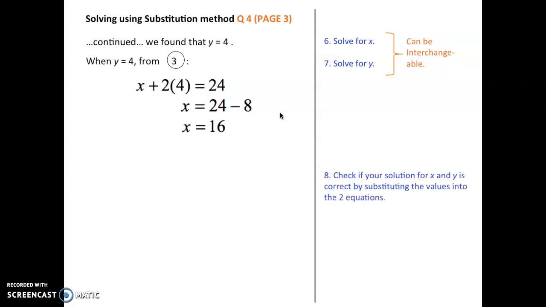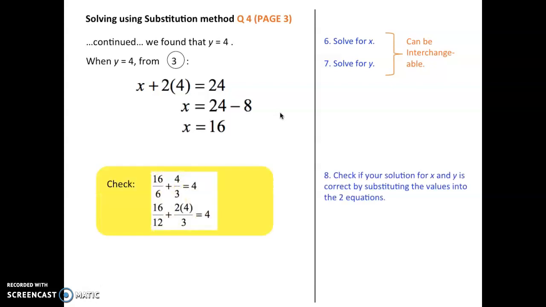Do not forget to check your answers. Substitute x equals to 16 and y equals to 4 into both the equations. Check that the left-hand side balances out with the right-hand side. Once you have that, you know that your answer is correct. Hence, your answers for this question will be x equals to 16 and y equals to 4.